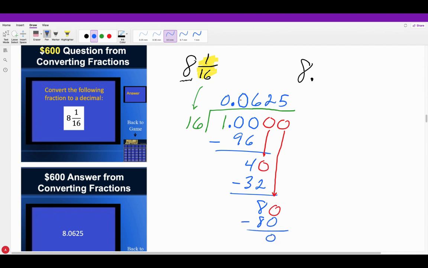So this tells me that this is my decimal, 0.0625. I'm not going to worry about the 0 that was out front because I'm already replacing that with this 8, because we knew that we had a whole number of 8 to begin with. So it's 8.0625. And that would be our final answer.